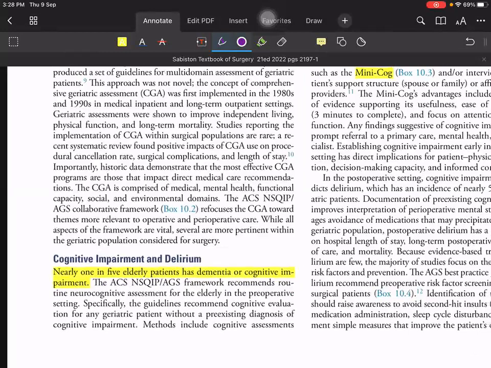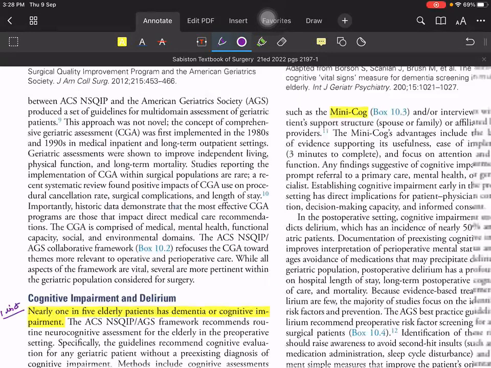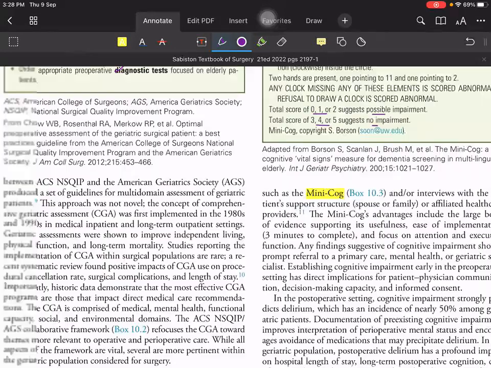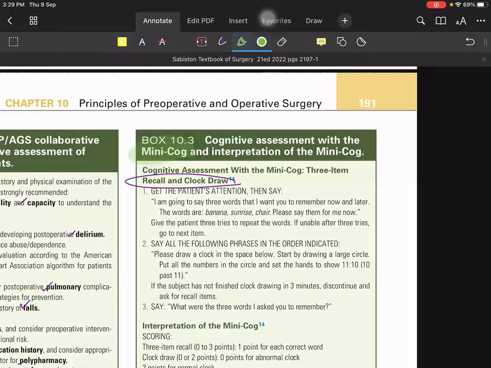Nearly 1 in 5 elderly patients has dementia or cognitive impairment. So how to assess the cognitive impairment? By using the Mini-Cog scale. This is a main MCQ. So how to interpret the Mini-Cog scale? They use a term called 3-item recall and clock draw.